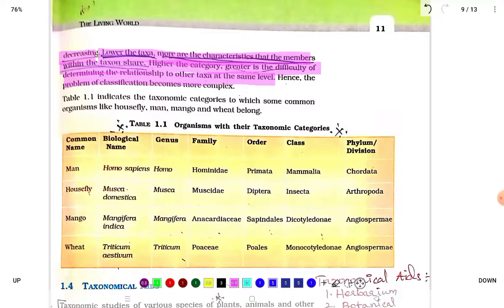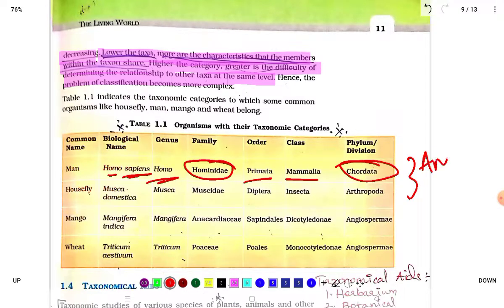So first we will see the biological name of man, that is Homo sapiens. Homo is the genus name, and sapiens is the specific name. Family name is Hominidae, and order Primata, class Mammalia, and it comes under the phylum Chordata, and kingdom is Animalia.